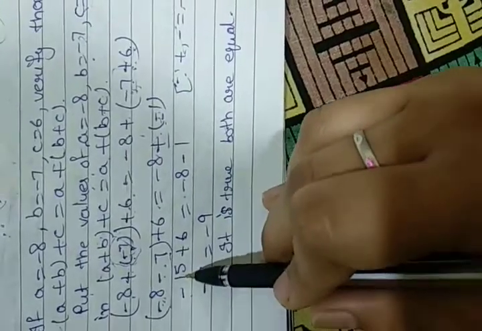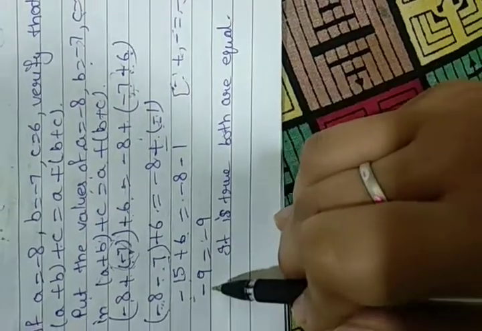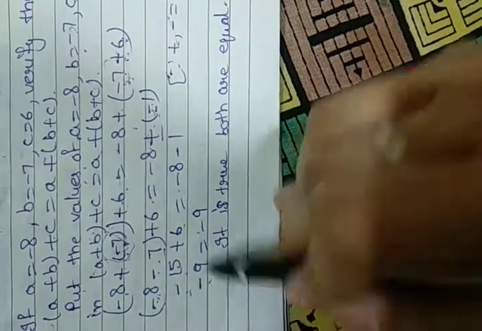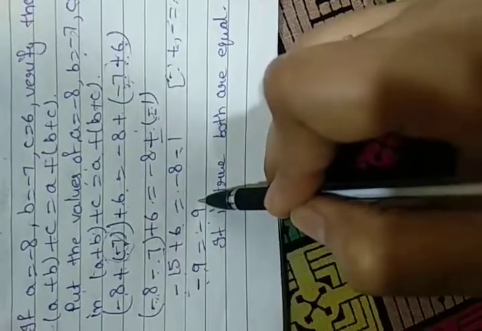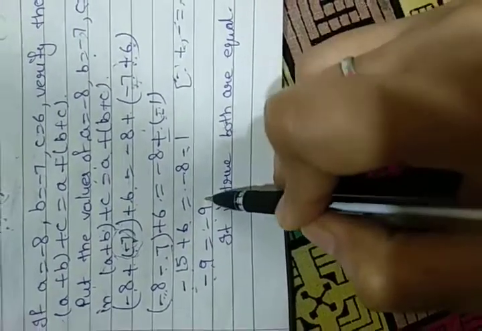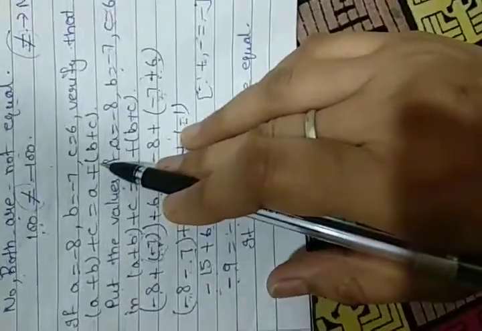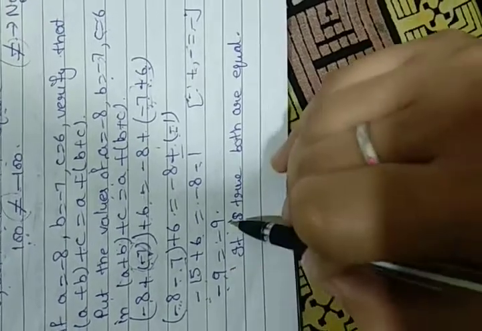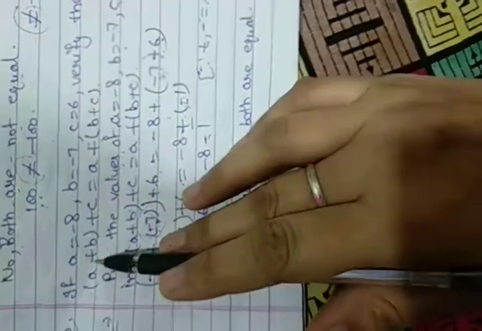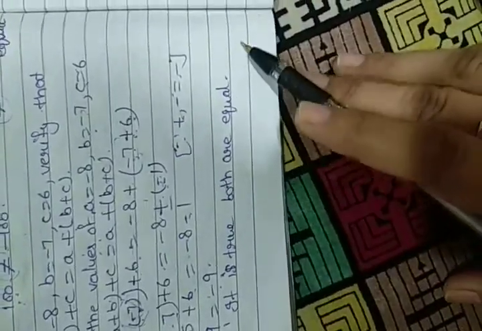Now plus minus minus 15 minus 6 is 9, and 9 is minus. Okay, minus 9, both are equal. Okay, we have to verify this equation is equal to this equation. Now, hence proved, minus 9 is equal to minus 9. It means this equation is equal to this equation. It is true, both are equal.